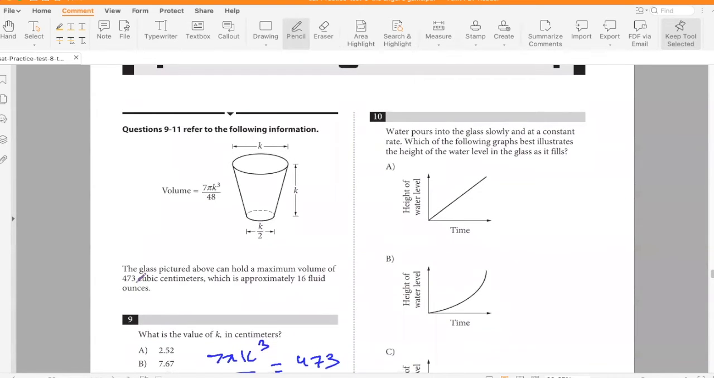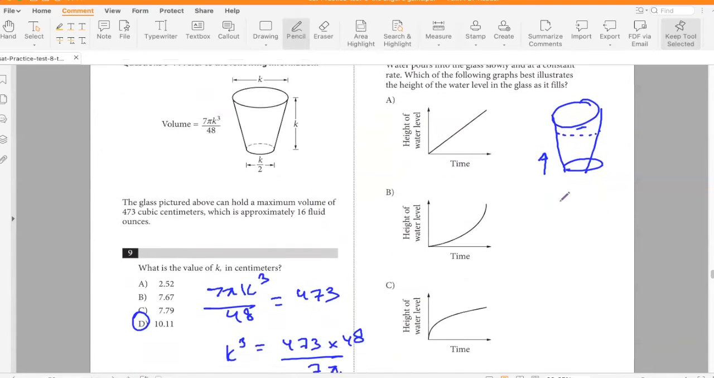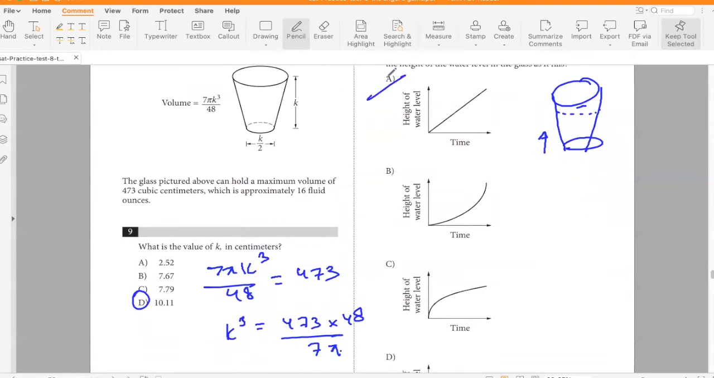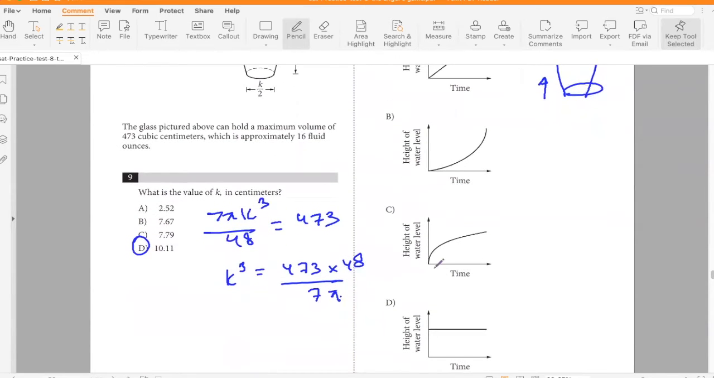Water pours into the glass slowly and at a constant rate. Which of the following graphs best illustrates the height of the water level in the glass as it fills? So the glass is shaped like the frustum of a cone, right? So obviously when you pour water, initially it would rise faster because it has to fill up less space. And as you keep pouring, it will rise slower. So the initial rise would be faster, so obviously it can't be A. Here you can see that the initial rise is faster, and then as time goes on, the rise is slower. So it's C.